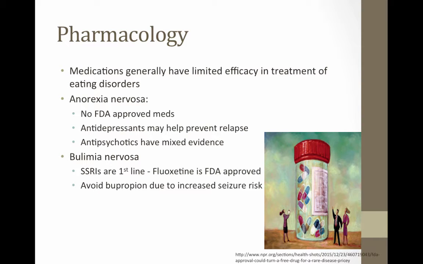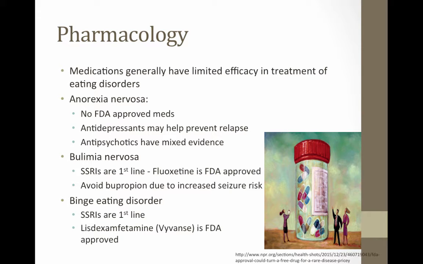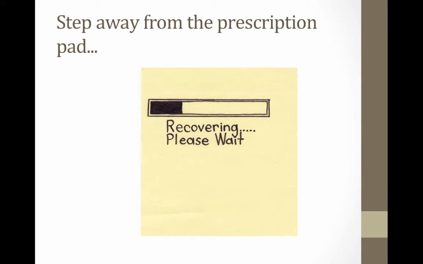For bulimia, SSRIs are first line, and Prozac is actually FDA approved. Do not use Wellbutrin or bupropion, given the increased risk of seizures in the setting of electrolyte imbalances. This is a classic test question, so keep that in mind. SSRIs are also first-line treatment for binge eating disorder, and Vyvanse, or lisdexamfetamine, is FDA approved. However, in the end, we frequently tell our patients that food and normalized eating patterns are really the best medicine for the treatment of eating disorders. For some, medications may actually not be necessary.